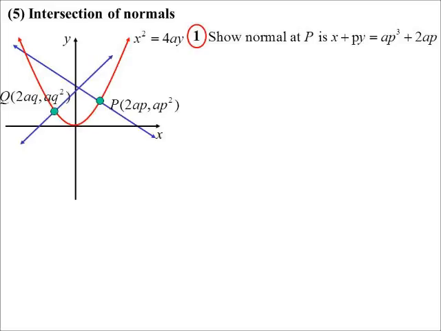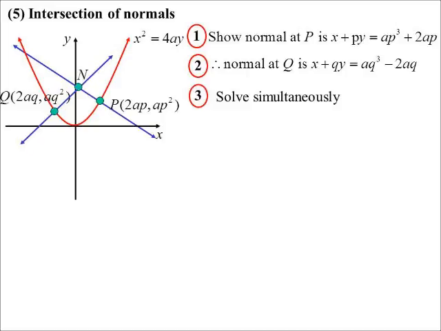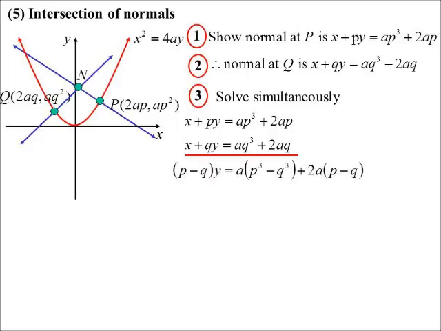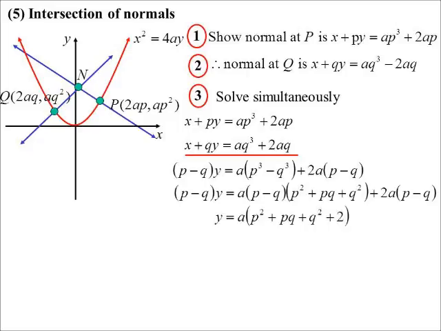There's our normal at q, but once I know the equation of the normal at p, I can say, well, the normal at q then, I'm just changing the parameter. It'll be x plus qy is equal to aq cubed plus 2aq. Solve these simultaneously. They intersect at N. This time it's the x values that'll cancel nicely. So let's do a subtraction. (p minus q)y is equal to a(p cubed minus q cubed). Difference of two cubes. That will have a factor of p minus q as well.